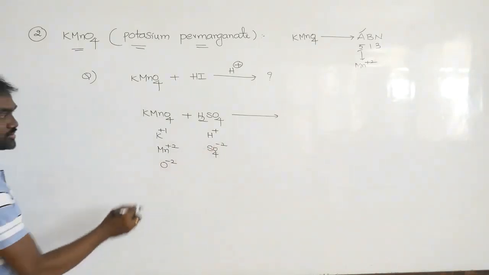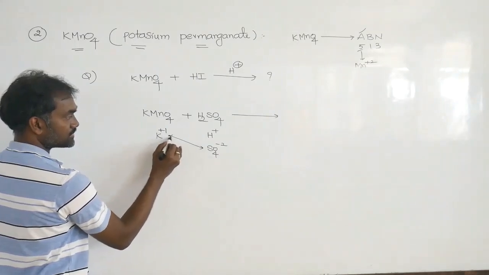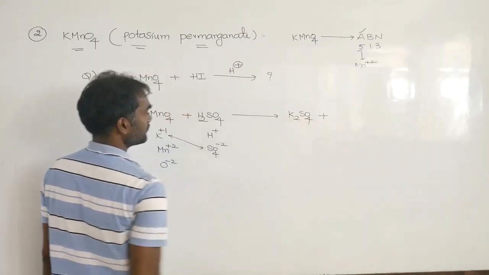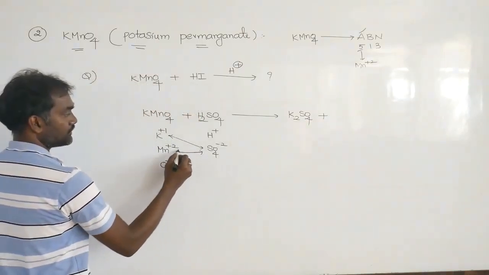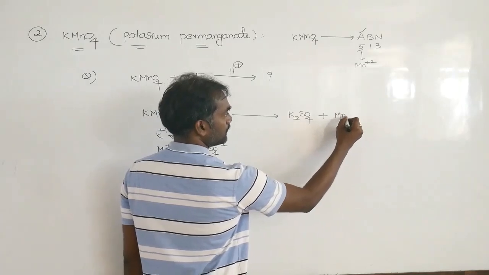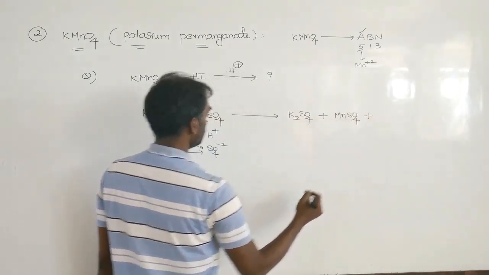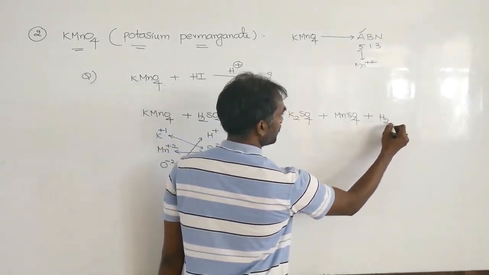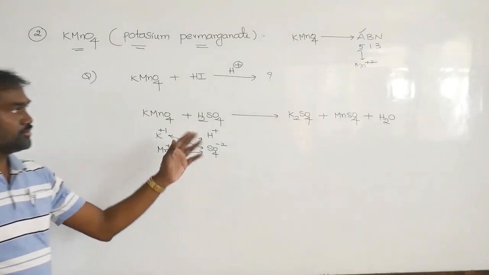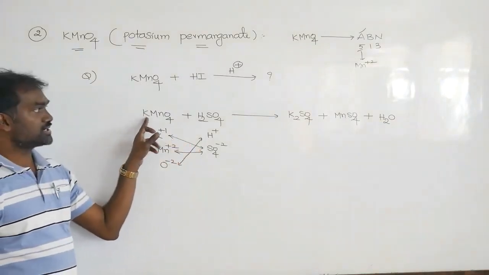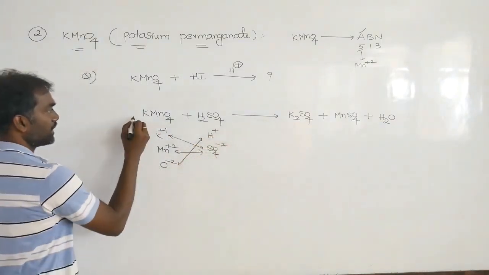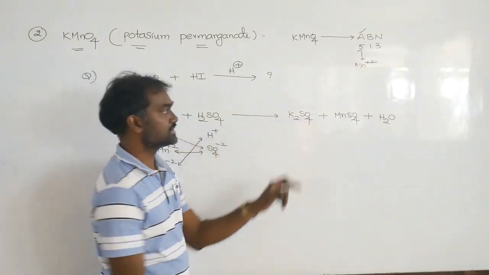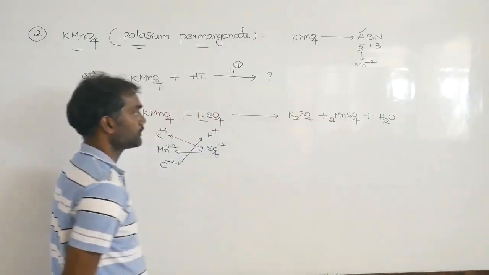So what are the compounds? This plus combining with this minus. So your answer is K2SO4 plus manganese and sulfate, MnSO4. Hydrogen and oxygen, H2O. Now you balance. Here 1 potassium, but here 2 potassium, so that's why I am taking 2. Here 2 manganese are there, here 1 is there, so that's why I am writing 2.